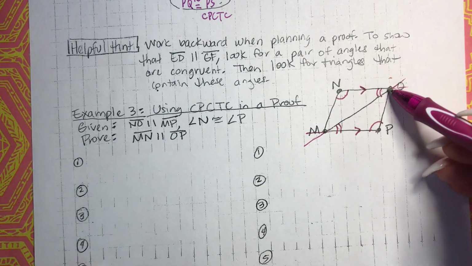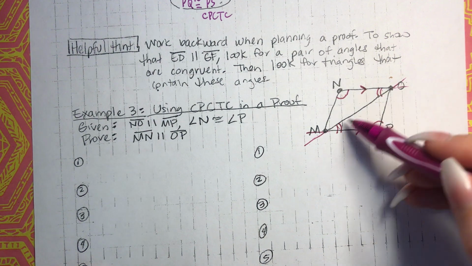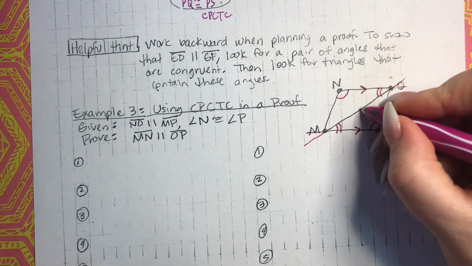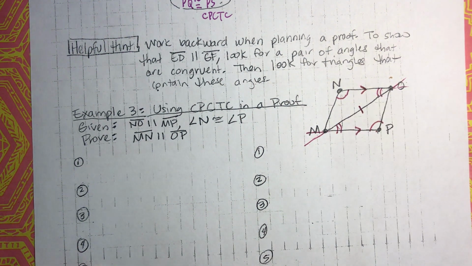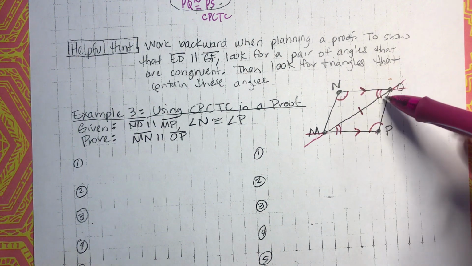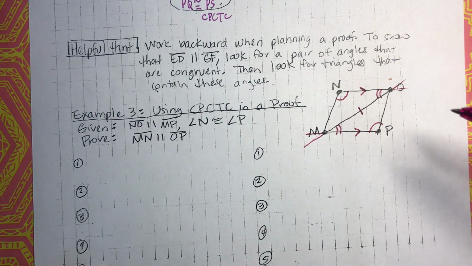What about this side? They share this side, right? So that means it's congruent by the reflexive property of congruence. So that side's congruent. Okay, so what could we say about these two triangles here? Well, could we say they're congruent?